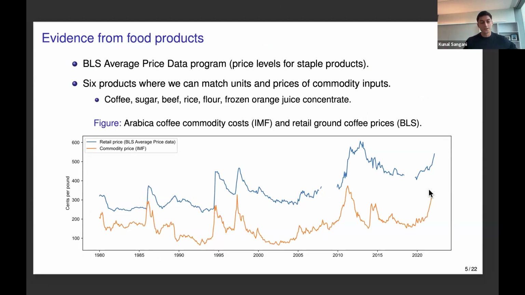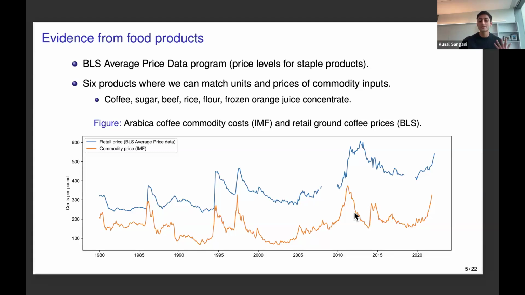So here's coffee again as an example. The blue line here is the retail price of roasted ground coffee tracked by the BLS. And the orange line here is the commodity price for Arabica coffee beans, normalized to have the same units as ounces of coffee that you buy at the grocery store. And you can see that there's systematic fluctuations in the commodity price. These are mostly coming from weather shocks in Brazil and Colombia over this period. And you can see that the retail price is responding fairly immediately to those fluctuations in cost.